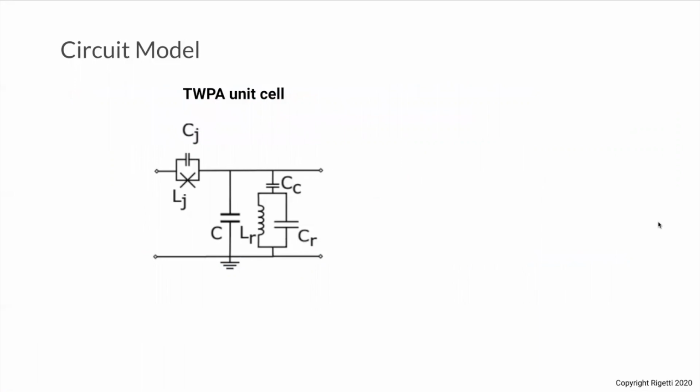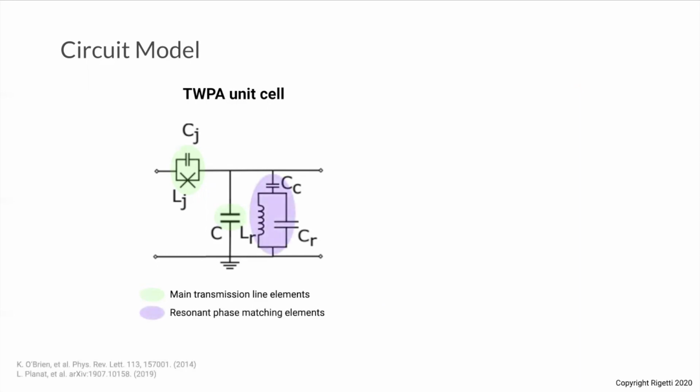So let's start by looking at the TWPA unit cell, and highlighted in green are the main transmission line elements. LJ represents the Josephson junction, or JJ, and CJ is the parallel capacitance. C is the shunt capacitance to ground.